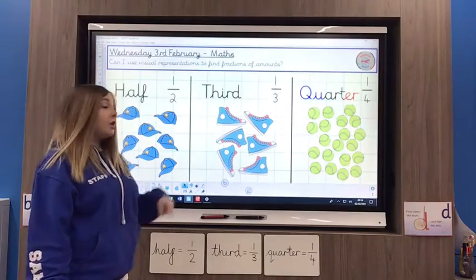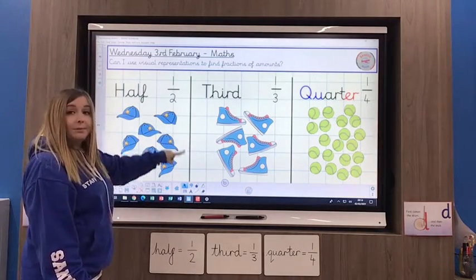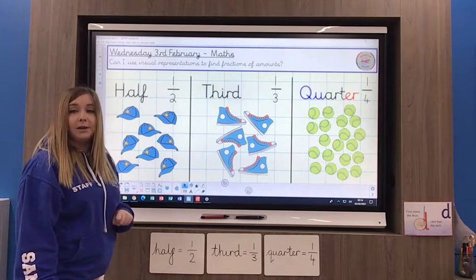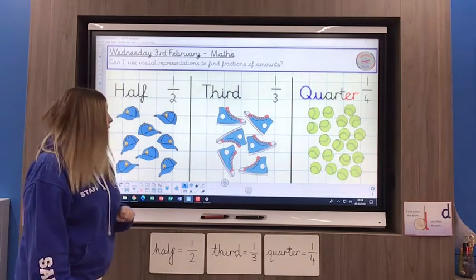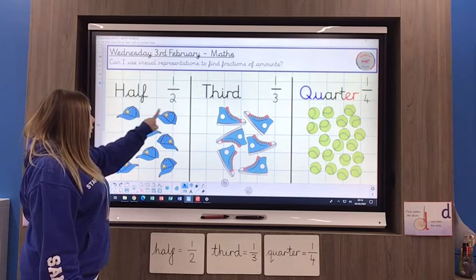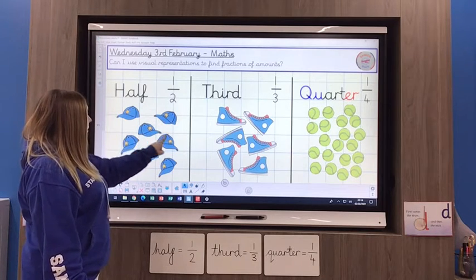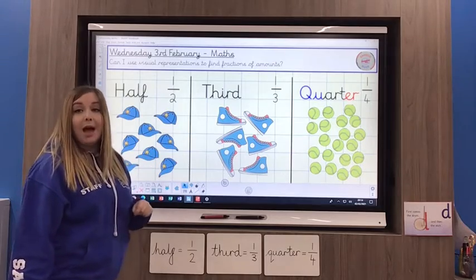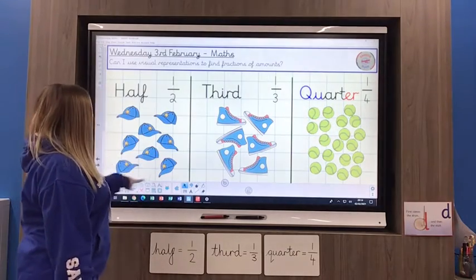But first, we need to know how many caps there are all together. So count along with me. I want to hear you even if you're at home. 1, 2, 3, 4, 5, 6, 7, 8. So there are 8 caps all together.